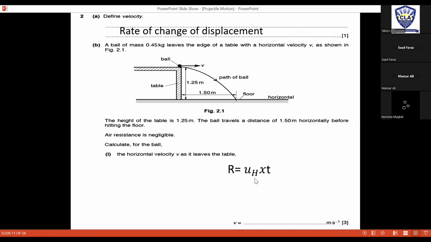Because the horizontal velocity is unknown, the range of 0.5 is given to us. If I have the value of time, I can find out the value of horizontal velocity. It is the same initially and it will be the same everywhere, because horizontal velocity remains constant. So if I have the value of t, I can find out u horizontal.